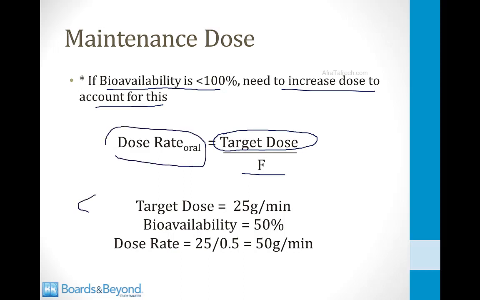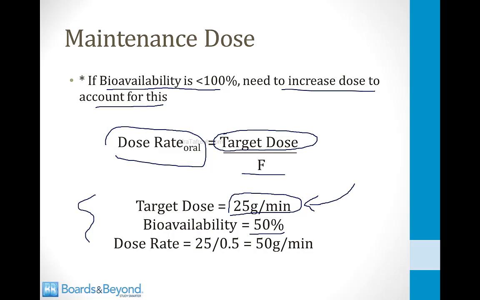This is easier to understand if we use some numbers. So imagine we had a target dose of 25 grams per minute to match the elimination rate like what I showed you on the last slide. However, imagine the bioavailability is only 50% when the drug's administered orally. This means we need to increase this number by 50% to make up for the amount that gets lost through first-pass metabolism or poor absorption.